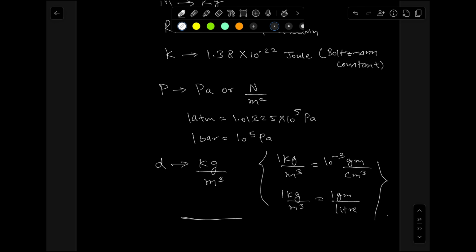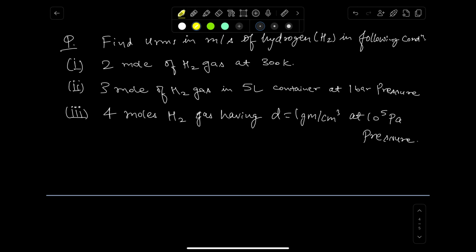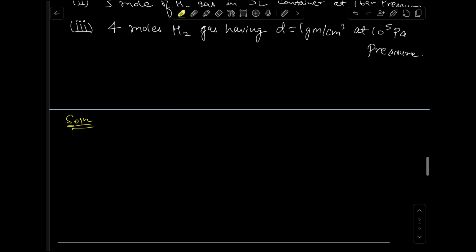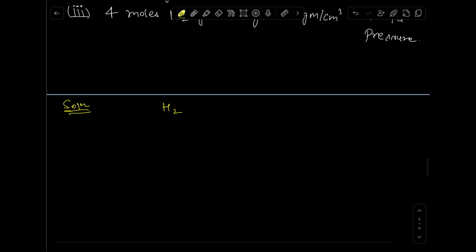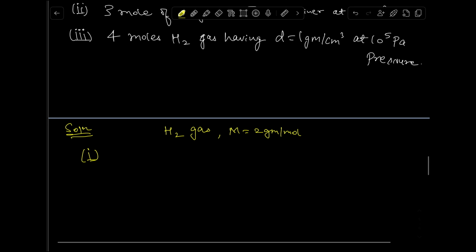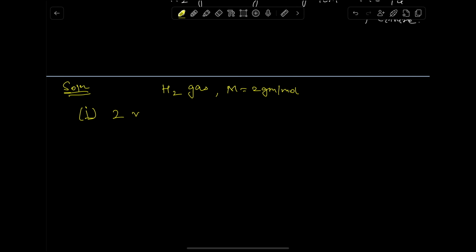And now we'll solve a problem here. Find root mean square speed in meter per second of hydrogen in following condition. First, 2 mole of hydrogen gas at 300 Kelvin. So let's solve this problem here. So solving the first problem, we have hydrogen gas. The molar mass we know is 2 gram per mole, and for the first problem we have to find the root mean square speed for 2 mole of hydrogen gas at 300 Kelvin.